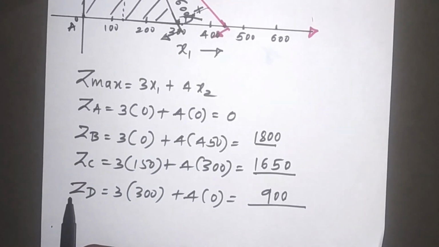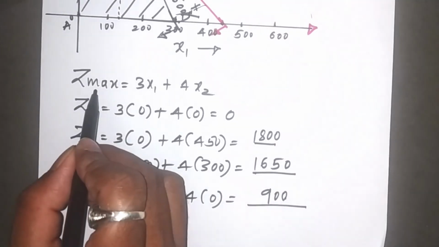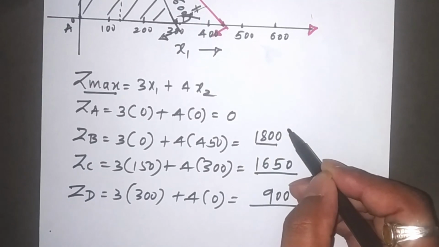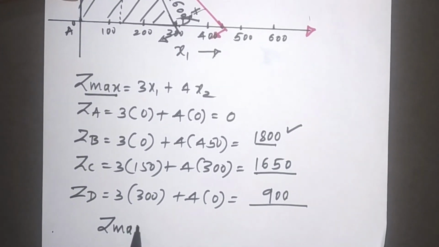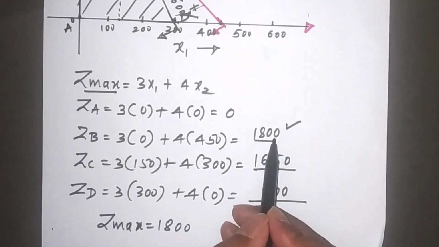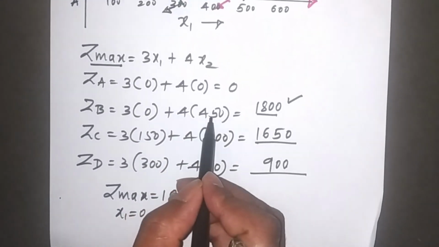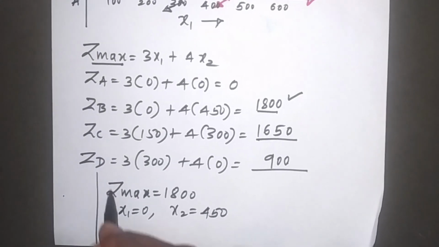So we have to select the highest value here. The reason I'm selecting the highest is that our objective function is maximize. Among these, which is the highest value? 1800 is the maximum value. So my Z max is equal to 1800. To achieve this 1800, what x1 value have I taken? I have taken x1 as 0. And how much x2 have I taken? x2 is equal to 450. So this ends your problem.